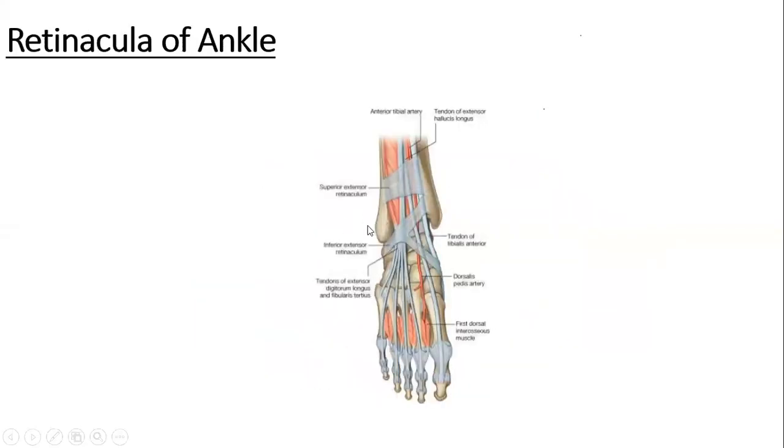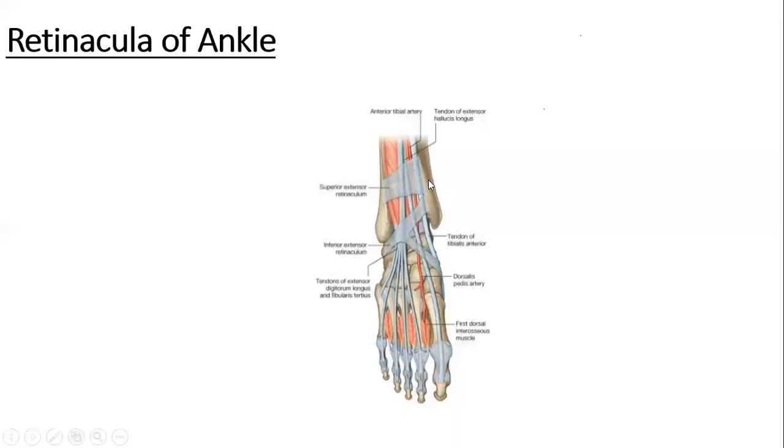Retinacula of the ankle is another type of modification of the deep fascia of the leg. These include a superior extensor retinaculum, inferior extensor retinaculum. Then we have a small flexor retinaculum. And then on the lateral side, we have two peroneal retinacula, superior and inferior.